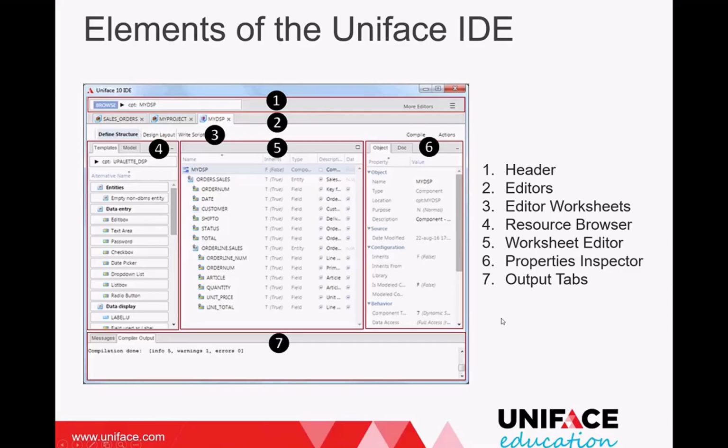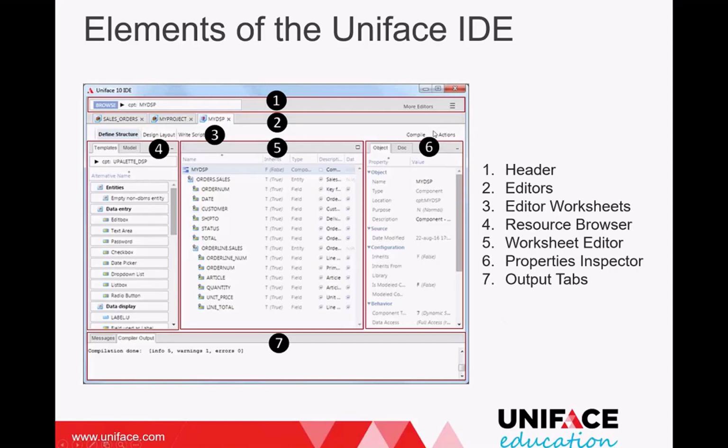So the next thing we have is number 2, the editors. From a main development object, you get your editors. Each editor is a tabbed interface, so I can have an editor per tab. And within that editor, we then go down to the worksheets in that editor. In this case, I've got a define structure, design layout, and a write script. These worksheets are specific to the type of object you're editing. So in this case, a DSP.